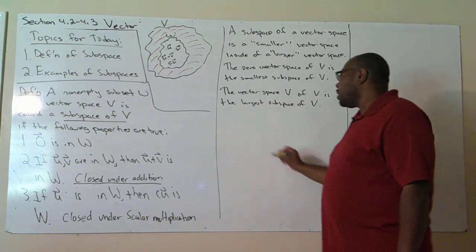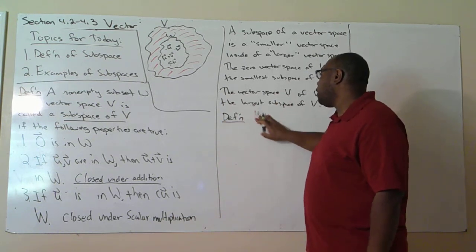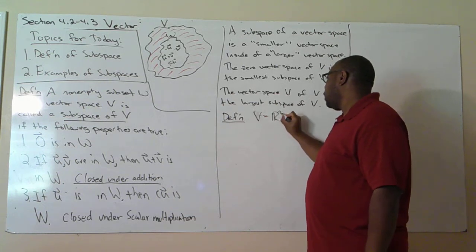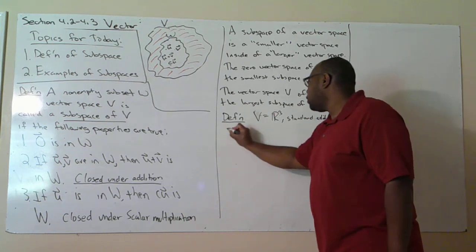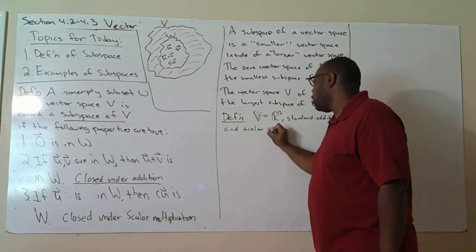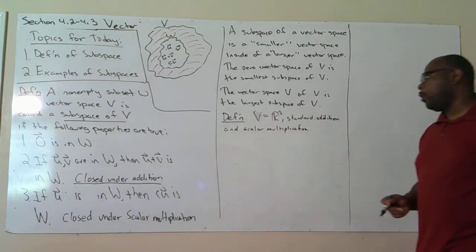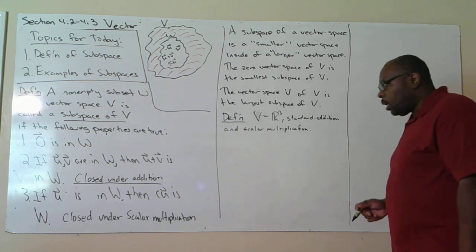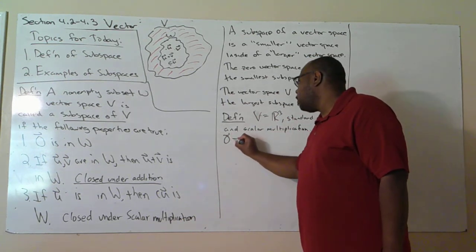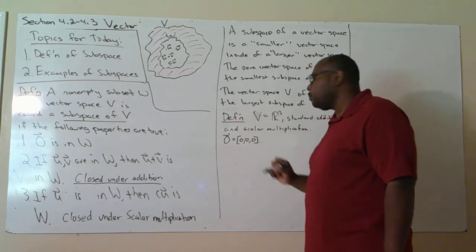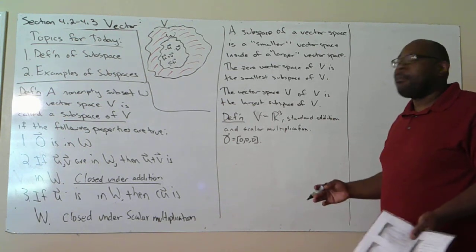So for example, let's talk about R cubed. Suppose V is equal to R cubed, standard addition and scalar multiplication. Let's just list off the subspaces of R cubed. Let's start off with the smallest subspace. And remember, when we talk about a subspace, we have to make sure that the zero vector is in it. So the zero vector in R cubed is equal to 0, 0, 0. Okay. So let's go from the smallest to the largest subspace.